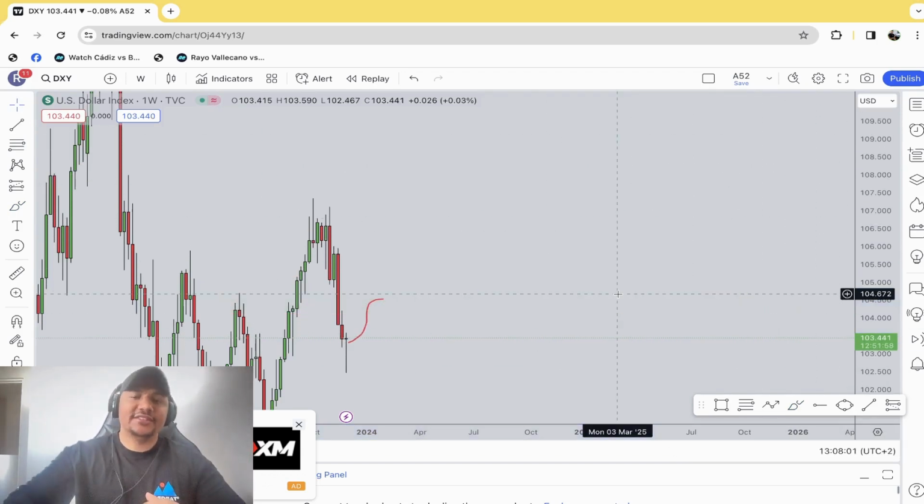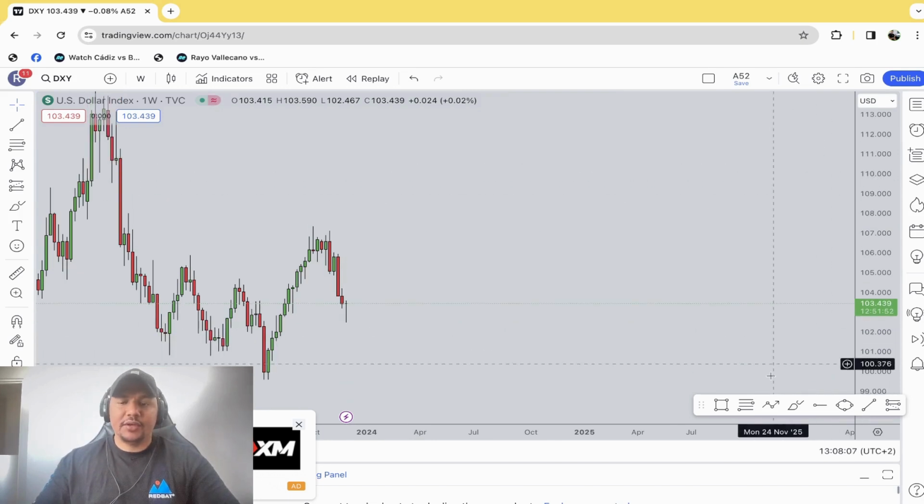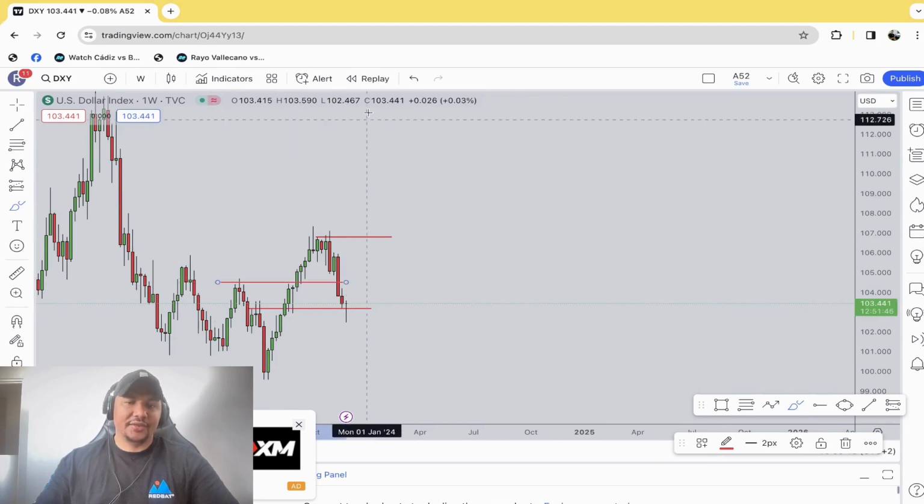Now, you can see how the structure starts to change when you go from the monthly onto the weekly. On the monthly, we only had this structure there on top, and we had this structure, I think here, no, that structure there to the left, right?